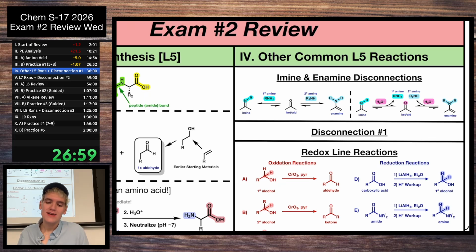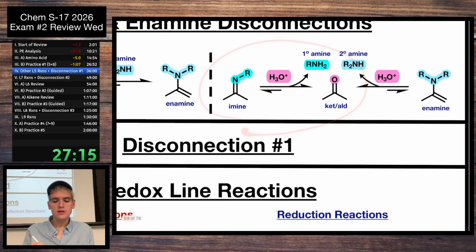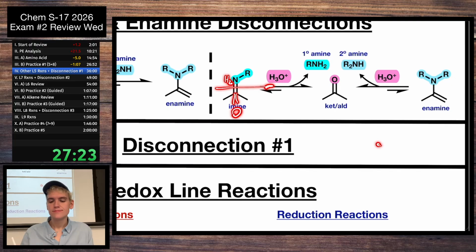So while we're in Lecture 5 land, let's talk about other common Lecture 5 reactions. Amines and enamines: you should know the mechanism, and you should know the fake mechanisms, and today I'm going to make sure you know the fake mechanisms. If you're given an amine, how do you get back to the starting materials? You cut the CN double bond, put a carbonyl on the carbon side, and add H's until it's neutral on the amine side. If you're given an enamine, locate the central carbon that's connected to the alkene and the amine, cut the bond. On the amine side, add H's until it's neutral. And on the carbon side, pave over the double bond and add a carbonyl.